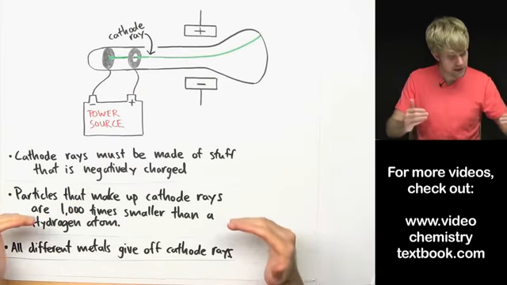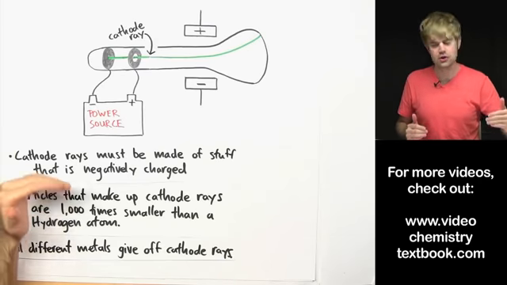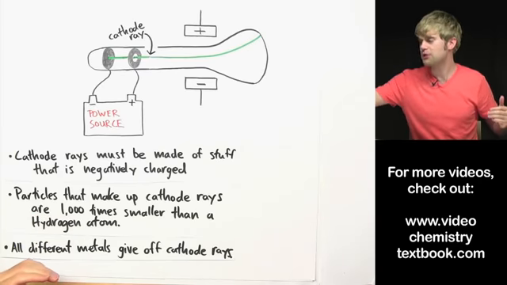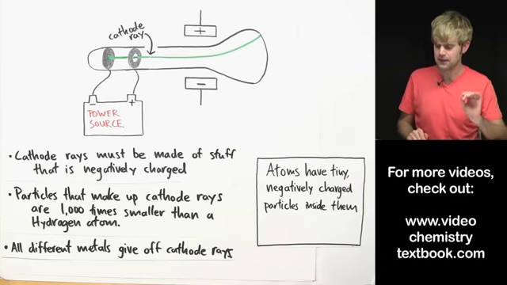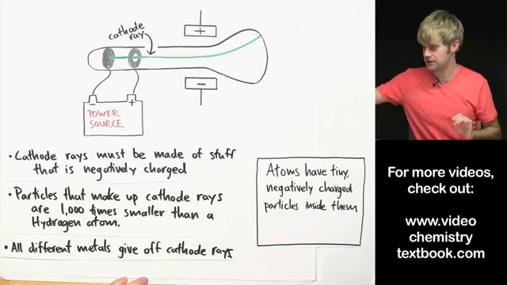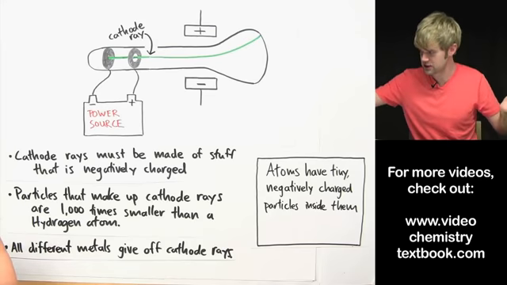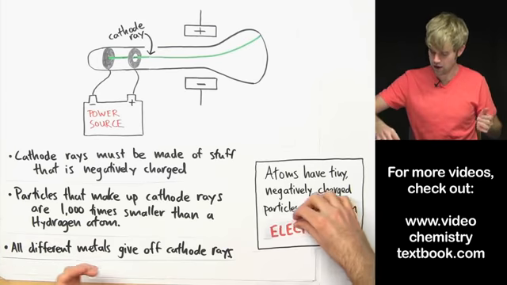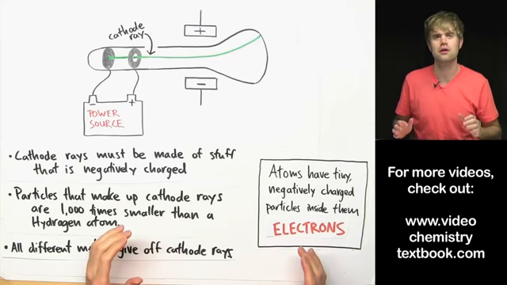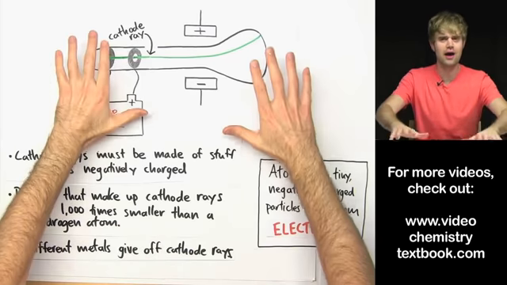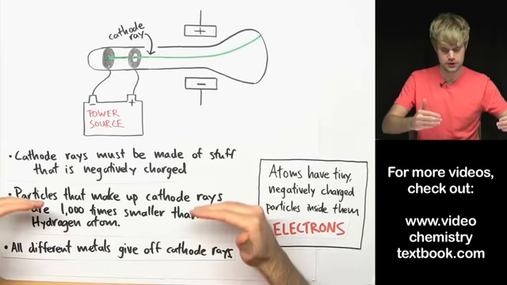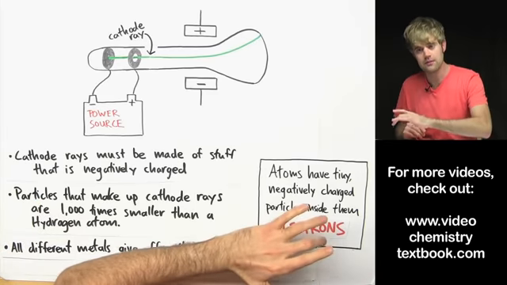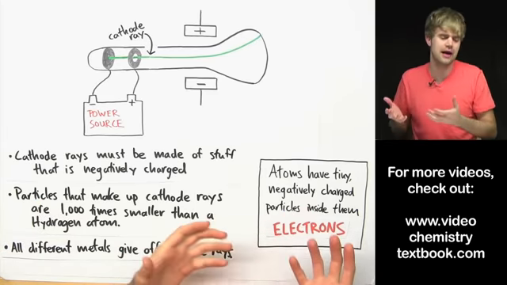So based on these three conclusions, he's able to come up with the idea that atoms have tiny, negatively charged particles inside them, and these things that we're talking about here are electrons. Now, if you're like me when I first learned this, you might be confused how these conclusions definitely tell him that there are electrons inside atoms.